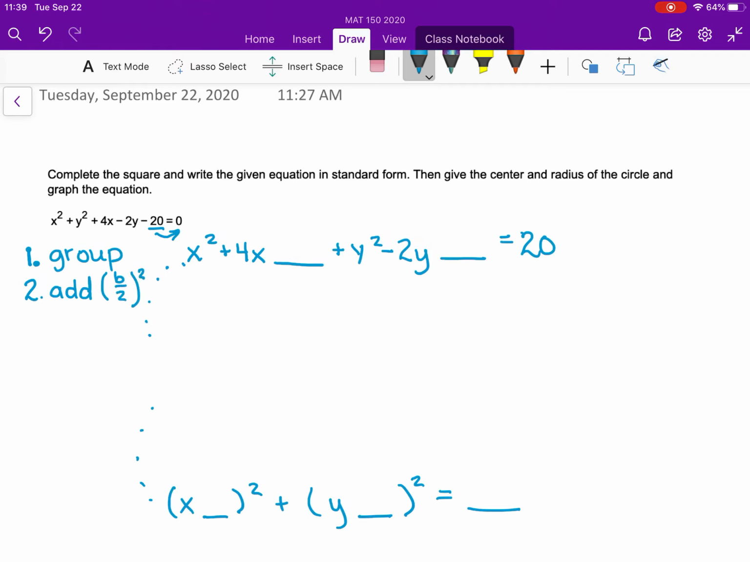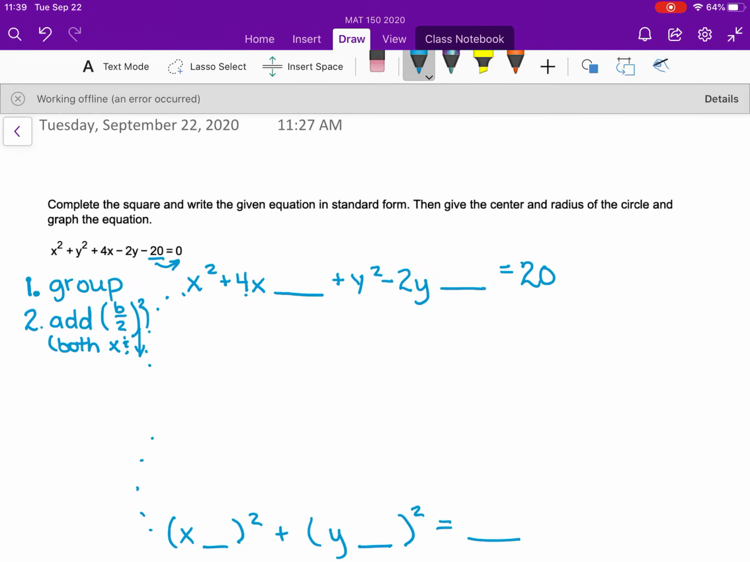b over 2 squared. So if you remember quadratics, the number in front of the squared is a, the number in front of the variable to the first power is b, and then the last number is c. So b over 2 squared. And I'm going to do that twice, for both x and y.